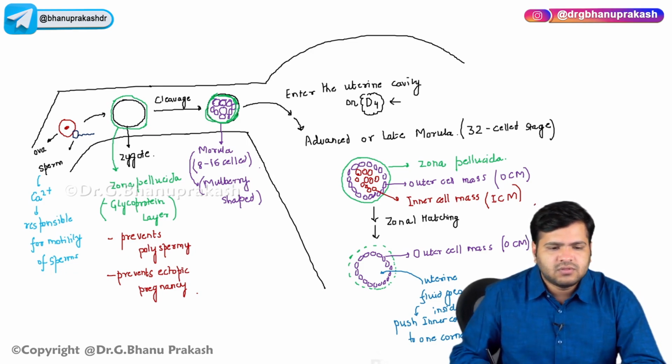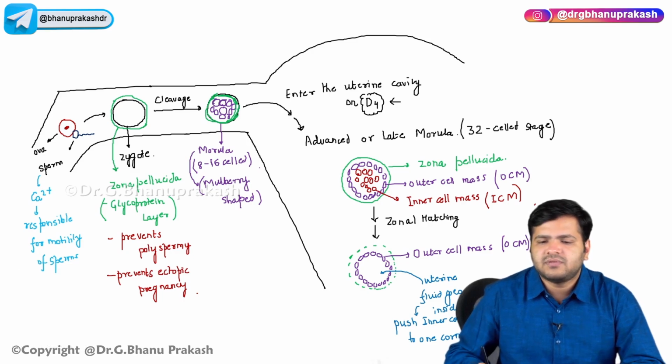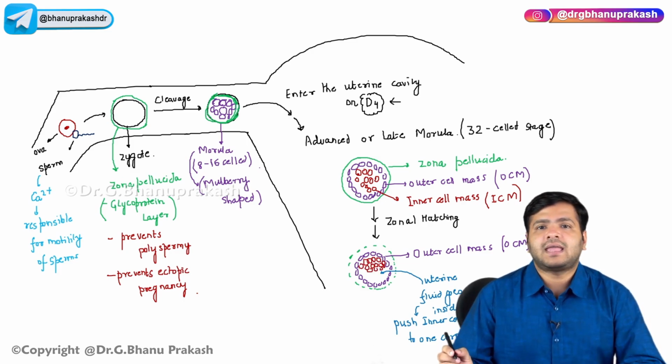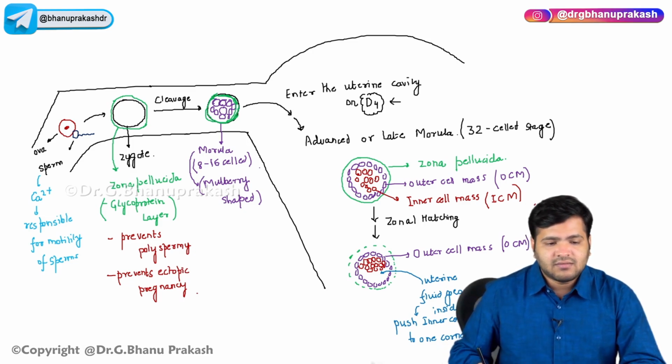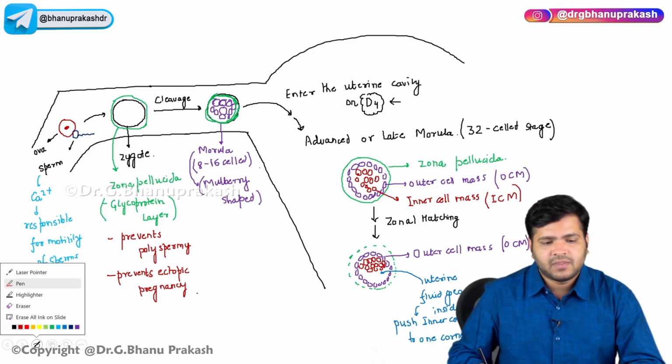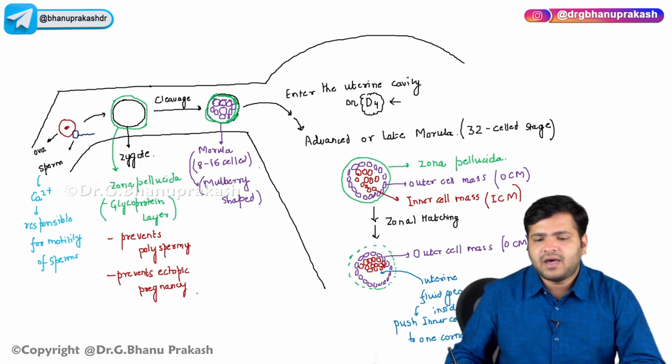I am drawing the inner cell mass with red color, so please maintain the color code from the starting only, right, from here. Yes, this will be pushed to one side and a cavity will be created. A cavity will be created and that is called the blastocyst.